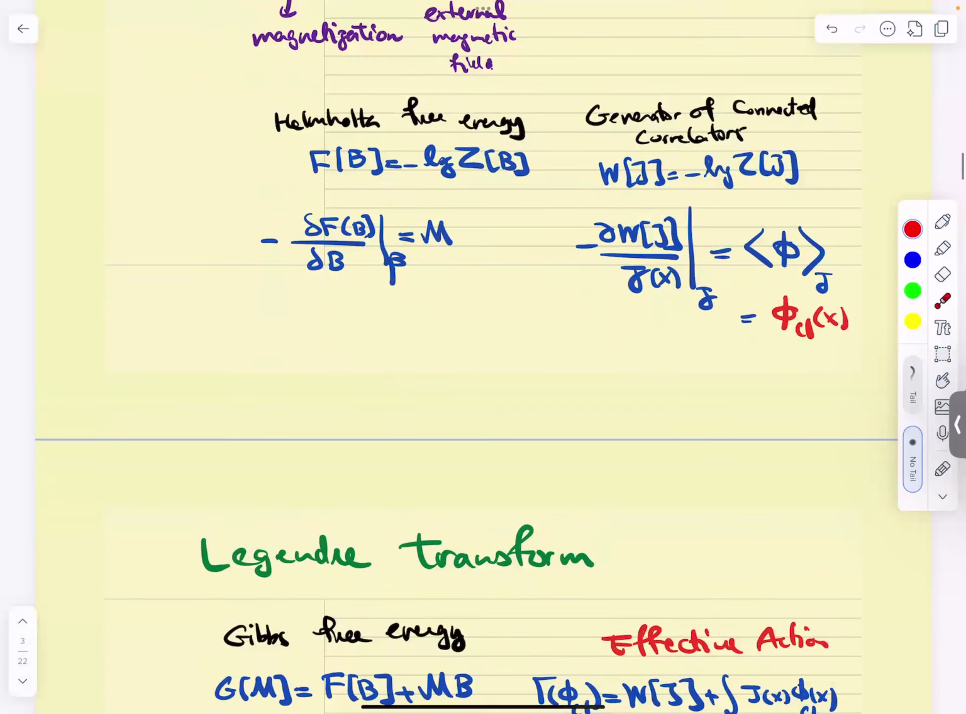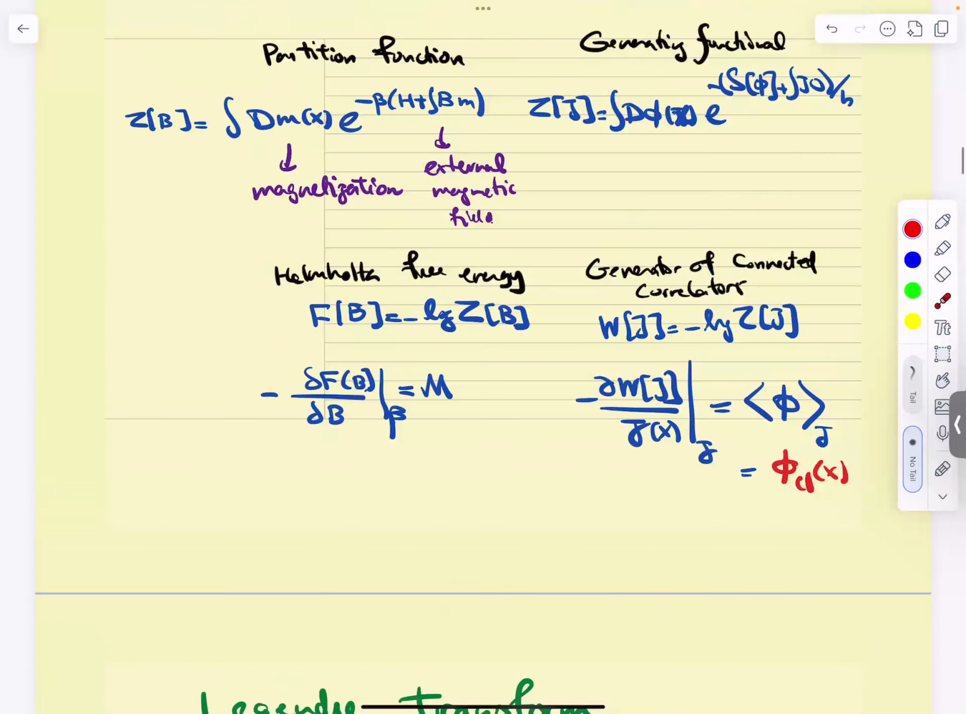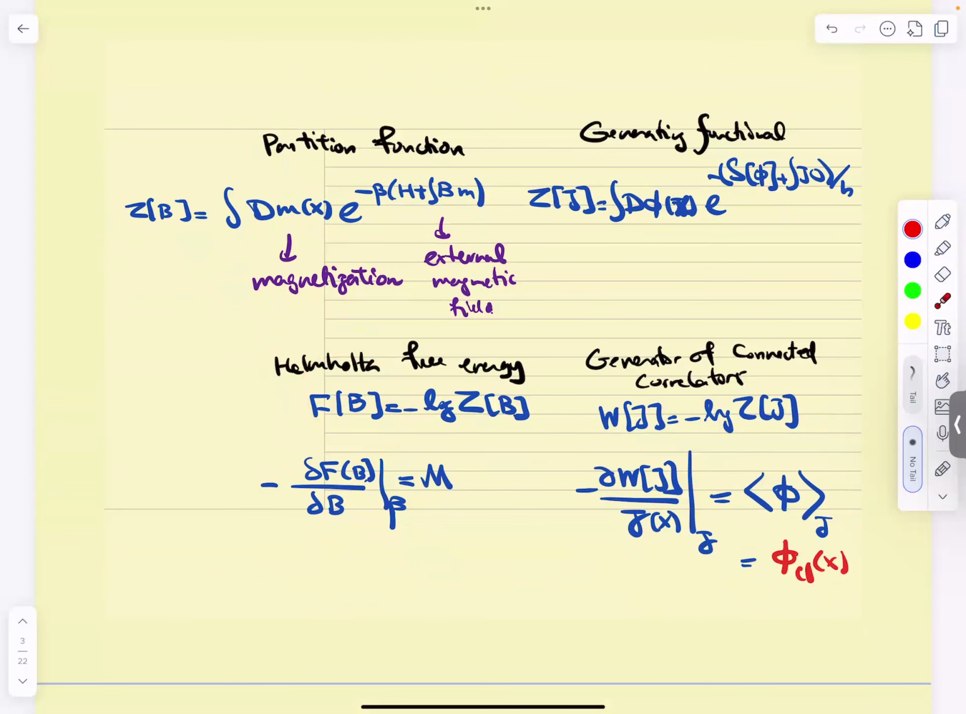Good. In classical physics, we introduced the Helmholtz free energy, which is minus log of the partition function. This is the generating functional for the connected correlators. If you take one derivative and set b equals 0, what you obtain is the classical magnetization, the 1-point function, right?